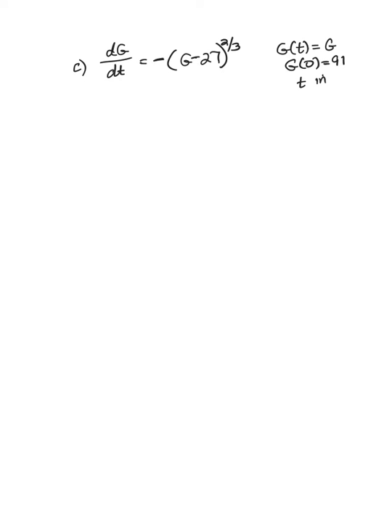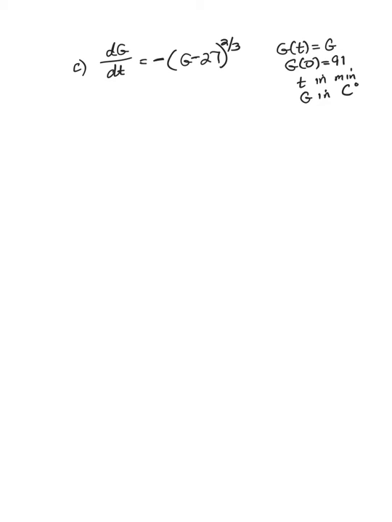Part C says that when t is less than 10, there's an alternate model for the internal temperature of the potato at time t minutes, and it's a function G that satisfies this differential equation. dG dt is equal to the negation of G minus 27 to the 2/3, where G of t is a function, but instead of G of t, we write G. G of t is a function measured in degrees Celsius, and G of 0 is 91. Okay, so t is in minutes, and G is in degrees Celsius.